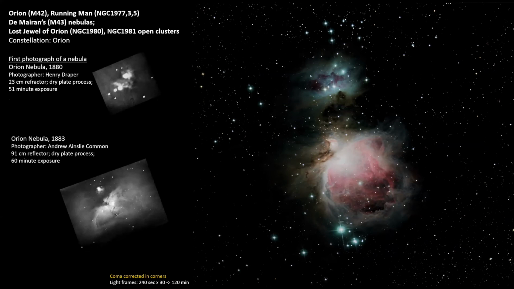As the Orion Nebula is the brightest nebula, it was also the first one photographed, in 1880, which was just, I think, 9 years after the dry plate process was developed. Photographer Henry Draper, with a 23-centimeter refractor and using the dry plate process, took this image of the Orion Nebula. You can see these three stars right here are the three stars right there. And these two stars right here are these two stars right here.